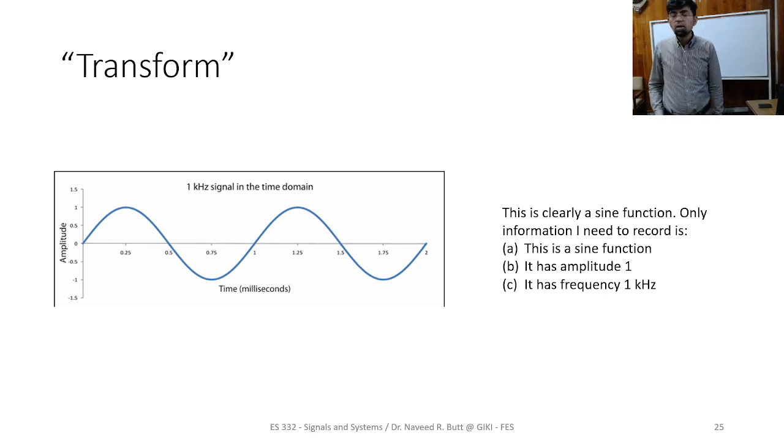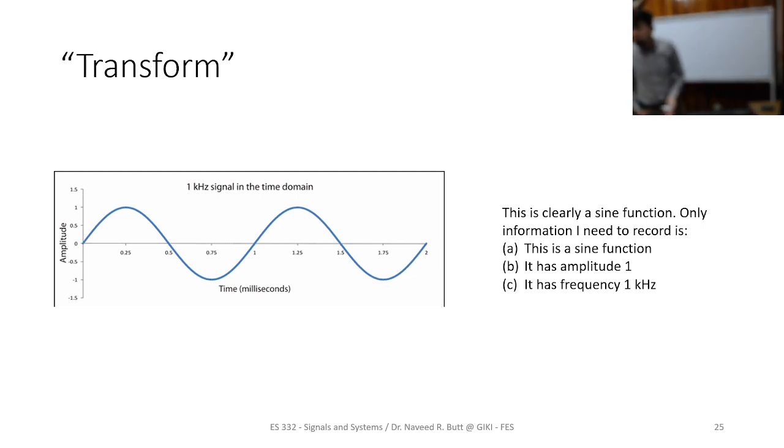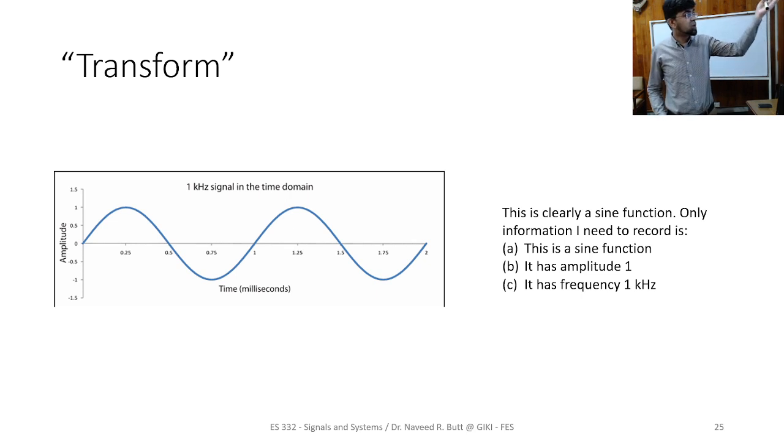If you don't want to record whether it is a sine function or a cosine function, you could say it's a sinusoid with phase. In this case, phase is 0. Cosine would mean phase is 90 degrees. But to simplify, I say I know it's a sine function, which means phase is 0. It has amplitude 1. It has frequency 1 kilohertz. You have an idea of frequency, yeah. So 1 kilohertz is the frequency because it repeats after 1 millisecond. If you invert that, it's 1 kilohertz.